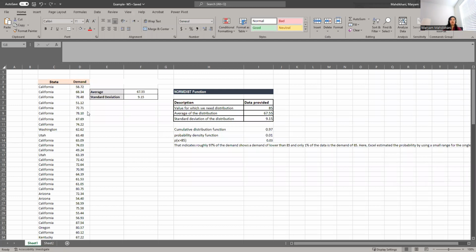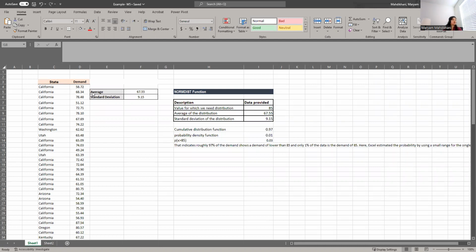Here in the Excel file, what we have is different states and how much the demand for a certain product was in those states. We want to see, for example, if they tell us the demand for a certain state is 85, what percentage of the rest of the distribution is lower than 85, or higher than 85, and how we can calculate it using the normal distribution.